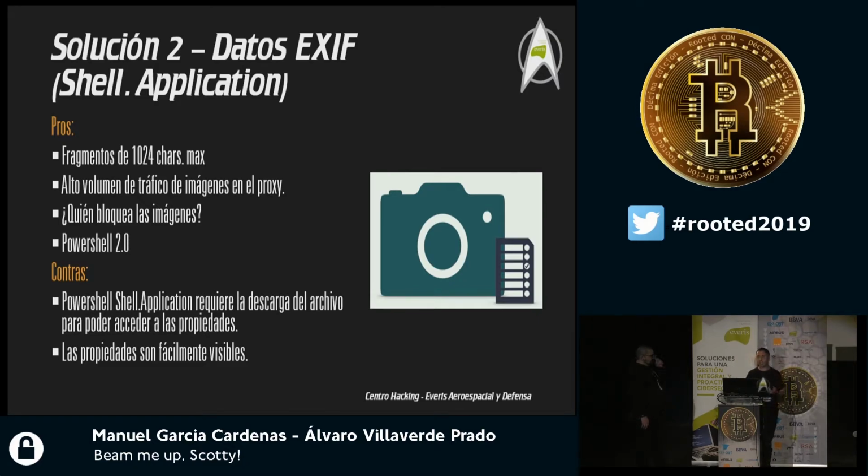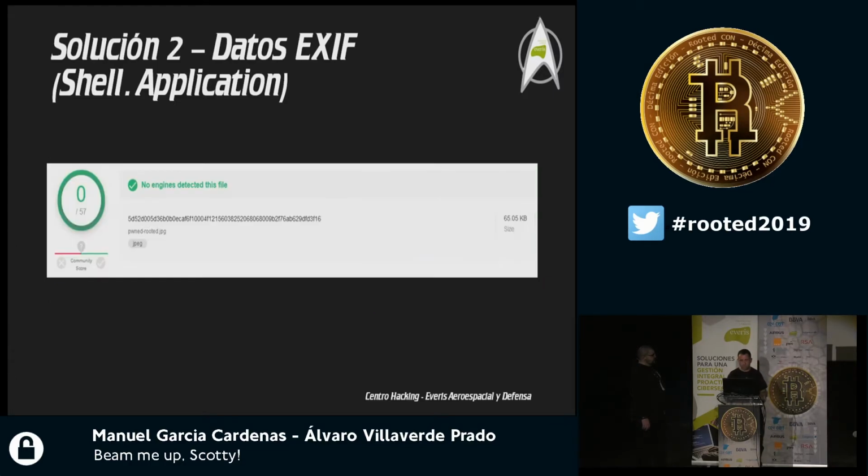And then disadvantages. You may download the image locally, so if someone wants to do forensics, they will find it easier. And in terms of images, features are very easily visible. So this technique is kind of borderline, but we were close to what we wanted. If we upload the image to VirusTotal, no AV system will detect it.